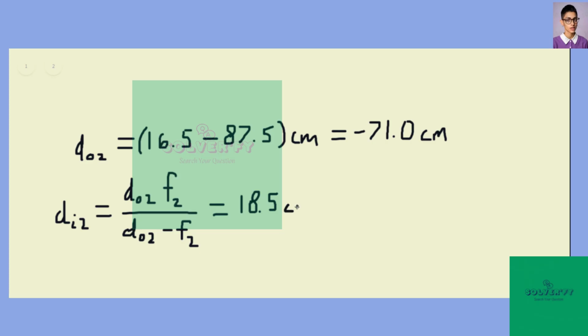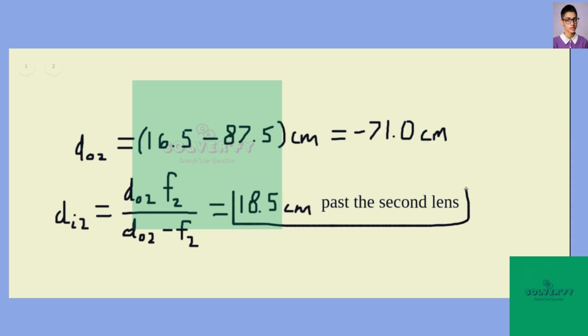And this is going to be past the second lens, right? 18.5 centimeters on the other side of the second lens, past it. So we can go ahead and write that here. So that's explicitly stated. We'll just say past the second lens and box that in as part of the solution to the question. That was one of the things we were asked to find.